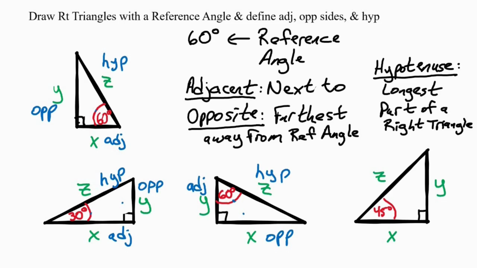For the fourth problem, we once again have our hypotenuse is z, and the side that's the farthest away from the reference angle, the opposite side, is this one, which is all the way over here. And that's our opposite side. And the one that's touching it or next to it, that's our x, and that's our adjacent.